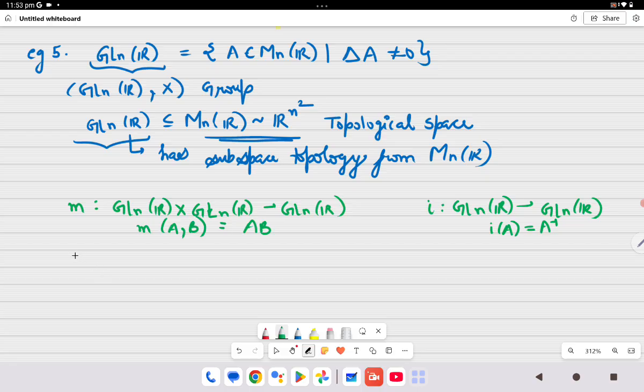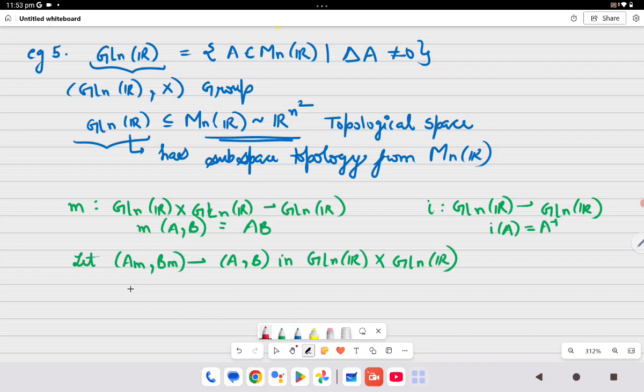Okay, now we need to check the continuity. So again, sequential criteria. Let us suppose we take any arbitrary sequence AM BM convergent to A comma B in GLNR cross GLNR. Now using that result, topological space वाला, ठीक है, क्योंकि GLNR क्रॉस GLNR एक टोपोलॉजिकल स्पेस है, so this must imply that AM must converge to A and BM must converge to B. That means there is coordinate wise convergence.